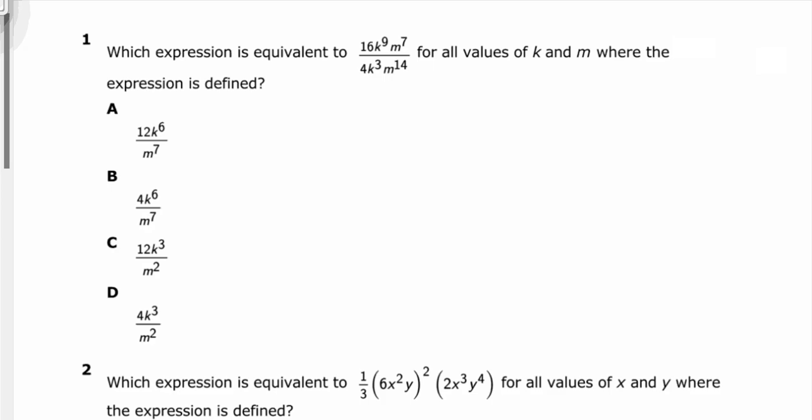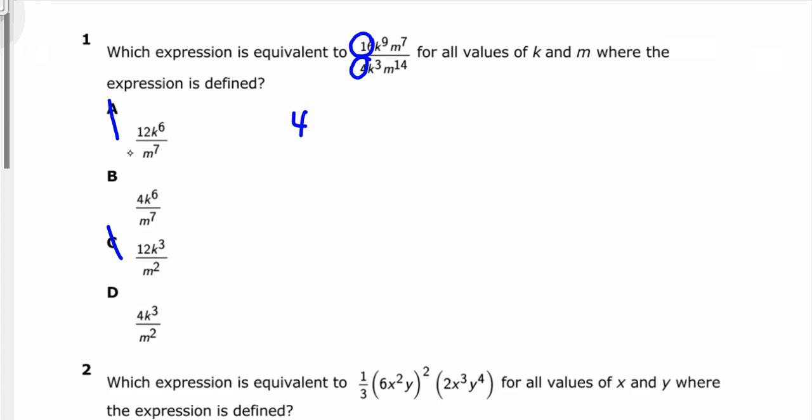So which expression is equivalent for all values of k and m where the expression is defined? Okay, so we have division happening here, right? So we're going to start with our numbers. And when I'm looking at just my numbers, I'm going to do those like we've always done them. So 16 divided by 4 gives me 4. So automatically I'm going to get rid of A and I'm going to get rid of C.